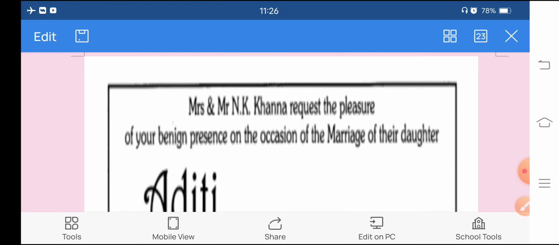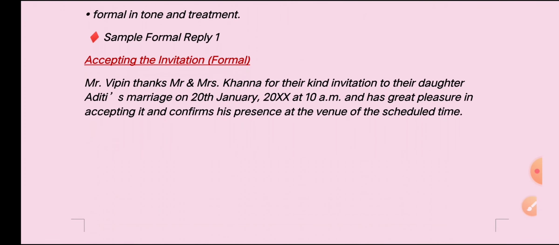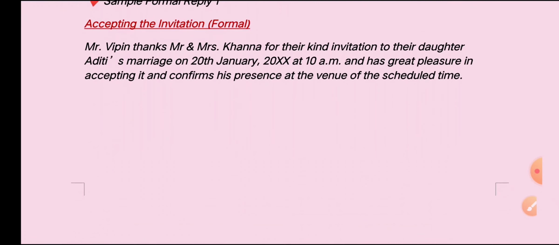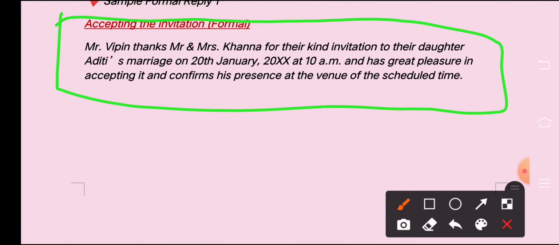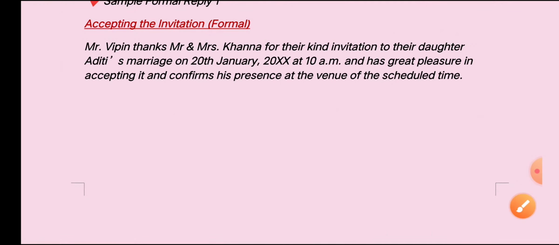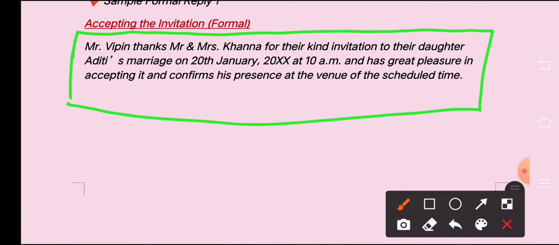Now this invitation is to be given in bulk, clear? And we have to write down the reply of this invitation. So let's see how to write it. The very important thing, you have to keep it in a box, clear? On the top you have to write down "Accepting the invitation". You will not write this in your paper, you have to start from here. Your answer starts from here. Accepting the invitation.